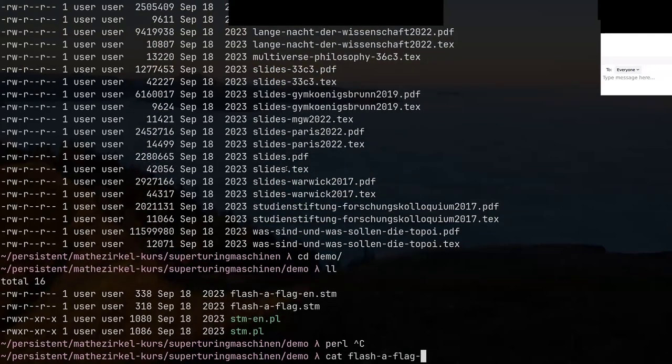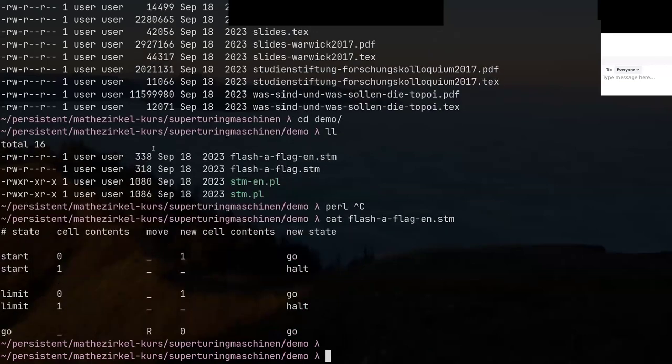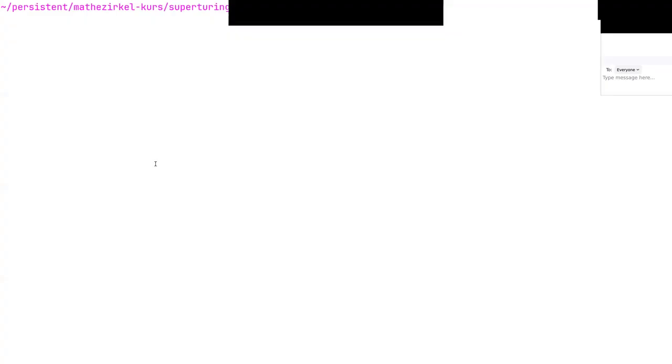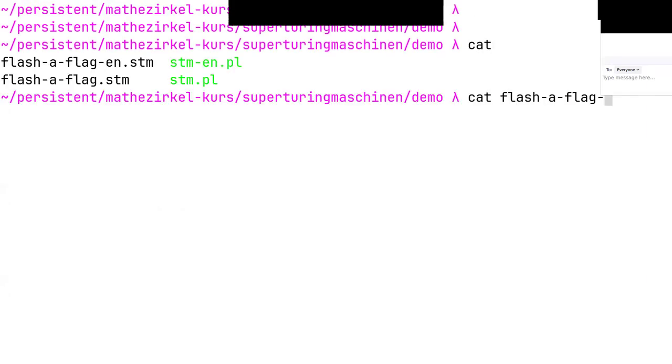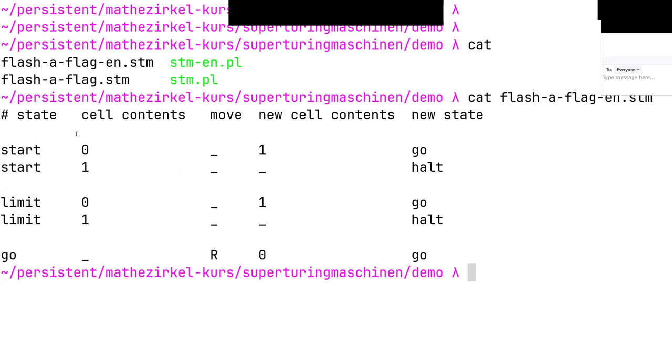So here we have the description of that machine. Let me increase the font size. It's called Flasher Flag. There are three states in total: a start state, a limit state, and a go state. In the go state, it does the following. It ignores what's written on the tape. It always moves to the right, puts a zero again on the tape because I need to write something there. And then the new state of the Turing machine will be go again.